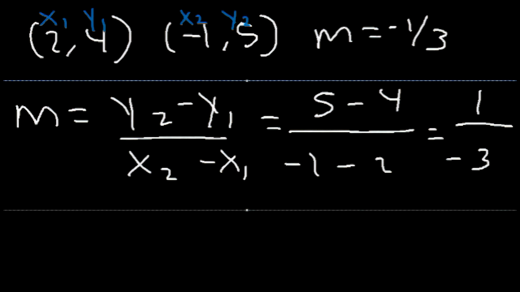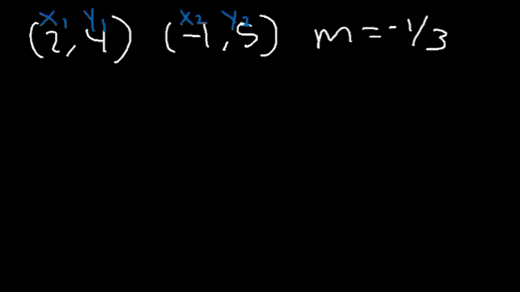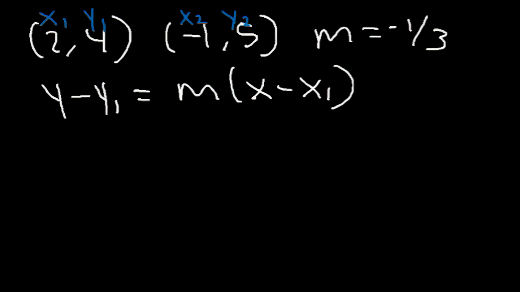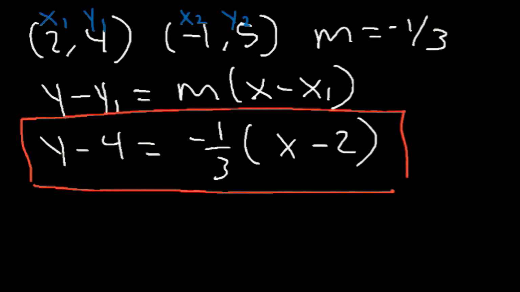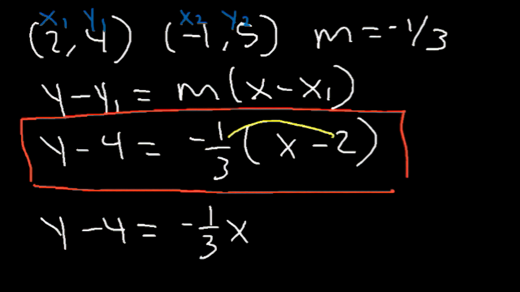Now let's write the equation of the line first in point-slope form. y minus y1 is equal to m times (x minus x1). We can use either point, (2, 4) or (-1, 5). I'm going to use (2, 4). So y1 is 4, m is negative 1/3, and x1 is 2. This is the answer in point-slope form. Now let's convert it to slope-intercept form. Let's distribute the negative 1/3. It's going to be negative 1/3 x, and then negative 1/3 times negative 2. Negative 1 times negative 2 is 2, so it's positive 2/3.